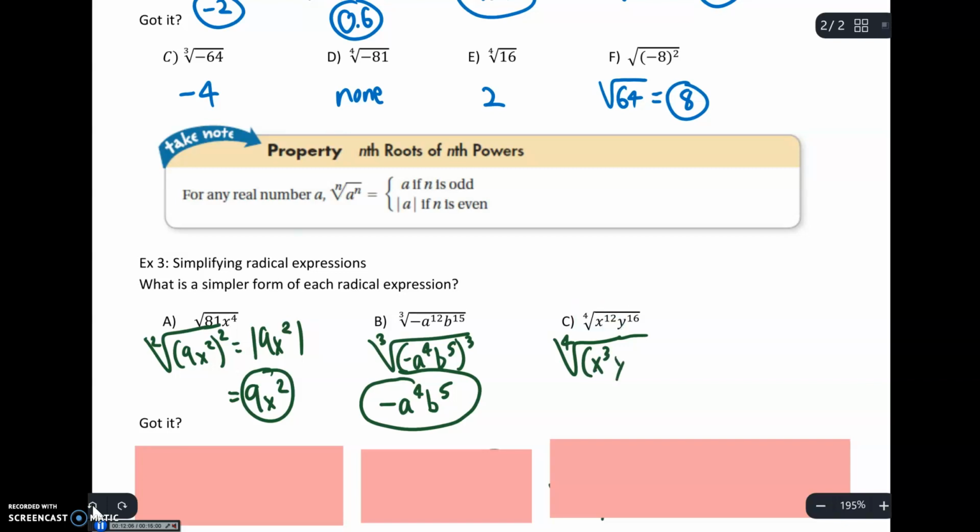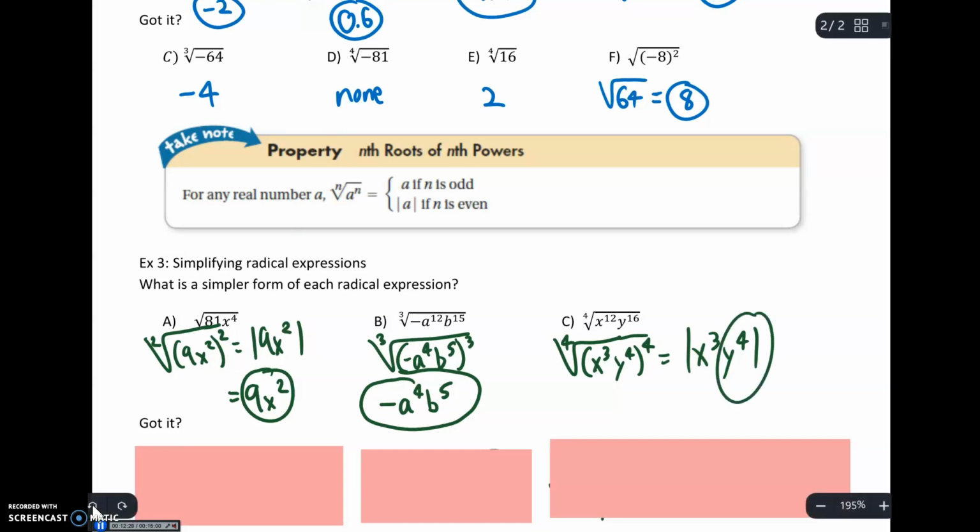16 divided by 4 gives us 4 powers of y. And again, essentially we're just rewriting this in a way that the index matches the power of that expression on the inside of our radical symbol, because now we can apply this property again. Noticing that now we have an even value, as we saw in that first answer, we're going to have an absolute value of that expression we're left with on the inside, x to the third and y to the fourth.